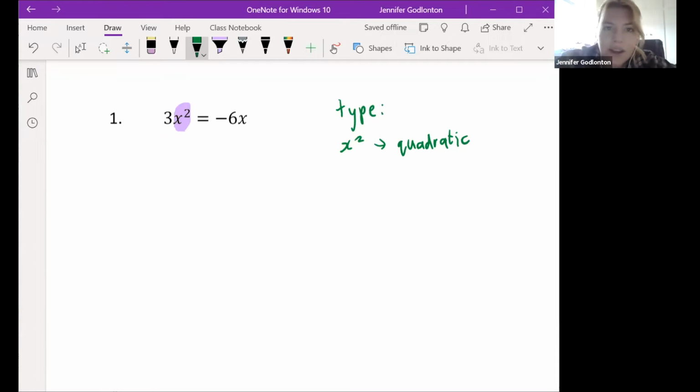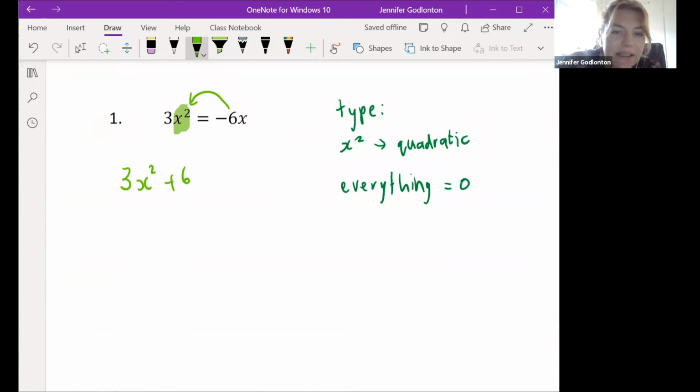Another way of saying put it in standard form is just put everything on one side and make it equal to 0. So whenever we're dealing with a quadratic equation, we want to do that. This purple highlight is bugging my eyes because the rest of the colors are green. There we go. So from here, the first thing we want to do is move that negative 6x over. So we're going to have 3x squared plus 6x is equal to 0.